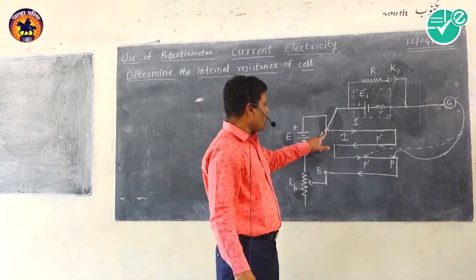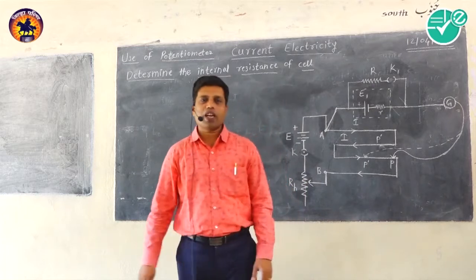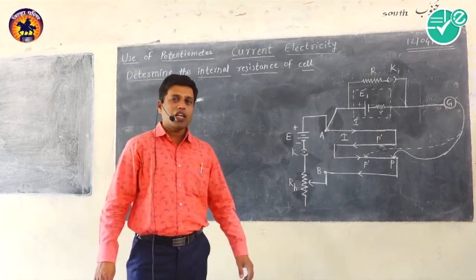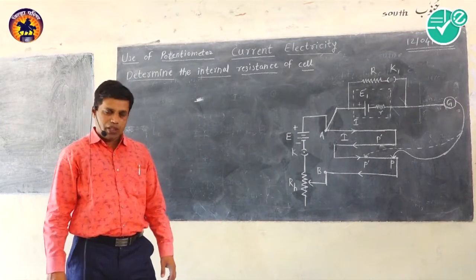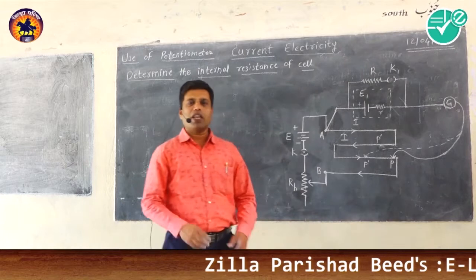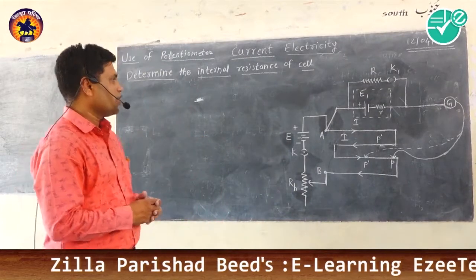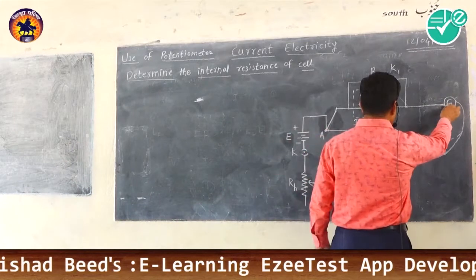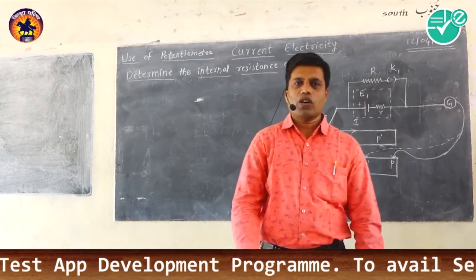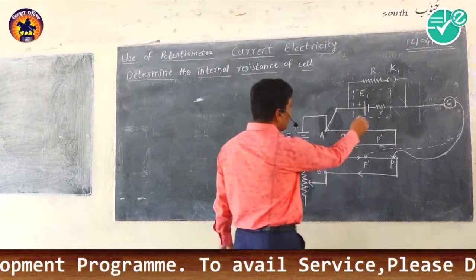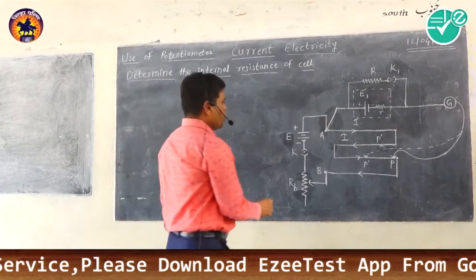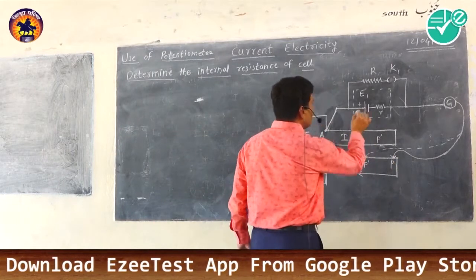start the jockey from point A, tapping on the wire AB, till you get the null point on wire AB. Suppose while tapping, you get null deflection in the galvanometer at point P. This galvanometer shows null deflection at point P when the cell is connected in the circuit. So this null point indicates that the EMF of cell E1 is balanced at point P. It means that the potential between these two points AP balances the EMF of cell E1.